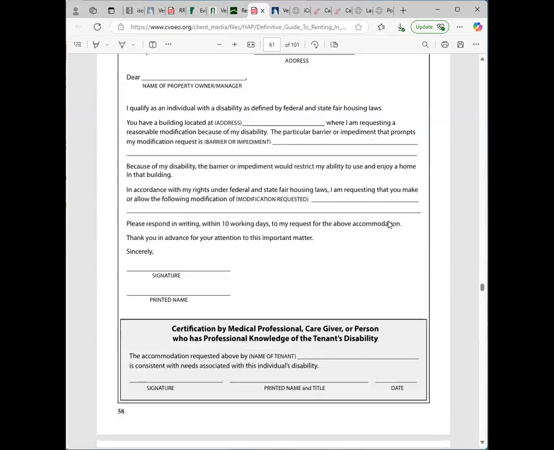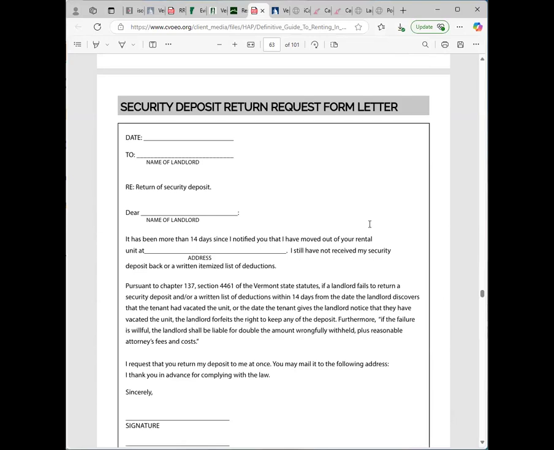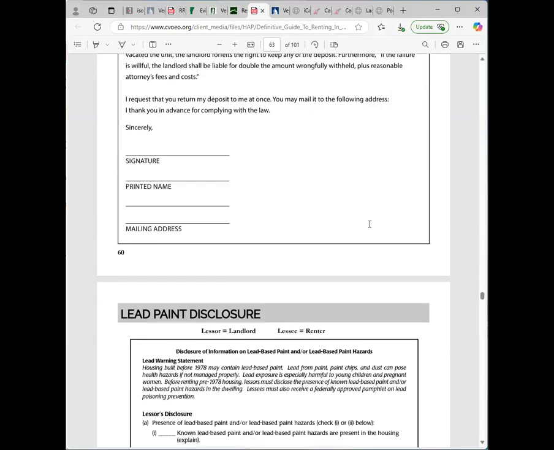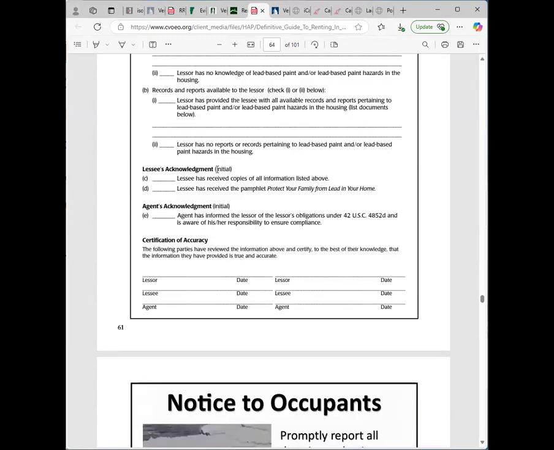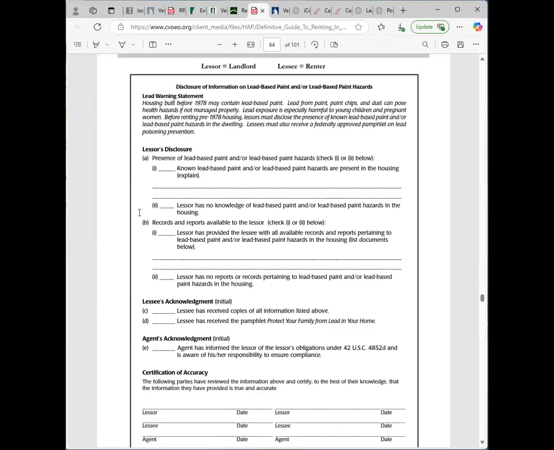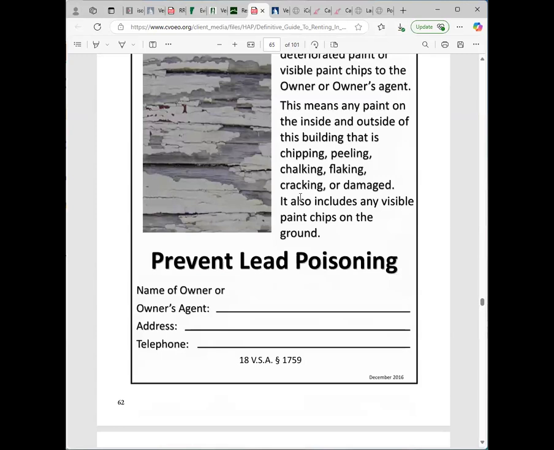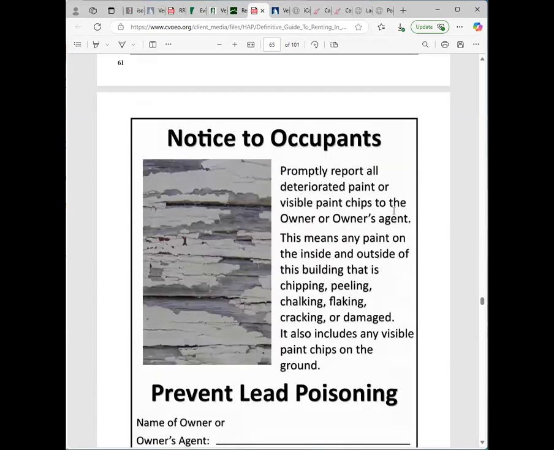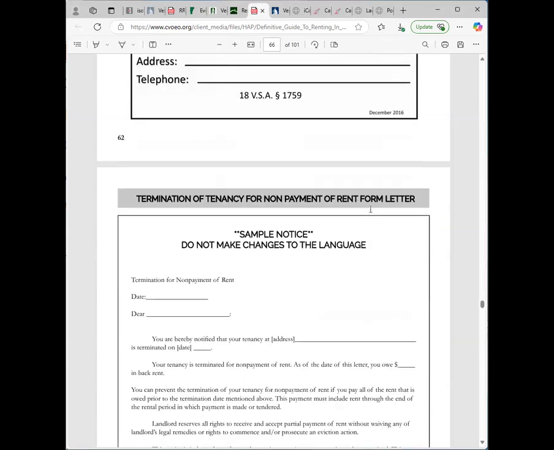And talking about reasonable accommodation request for modification, security deposit return request form letter, lead paint disclosure. This is important. This is actually really good that it's simply put right there. I've seen it in a couple different ways with the same wording, which is great. Notice to occupants. Oh, it looks like this is a poster. Notice to occupants about preventing lead poisoning. Interesting. Okay. That's interesting.